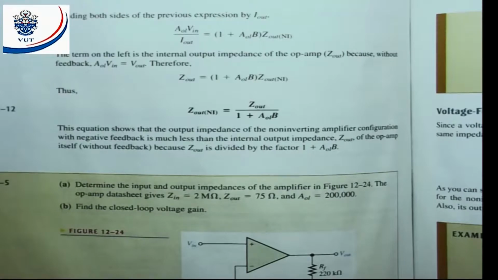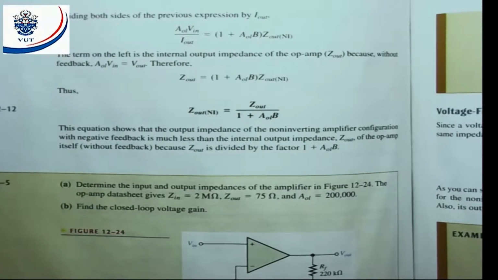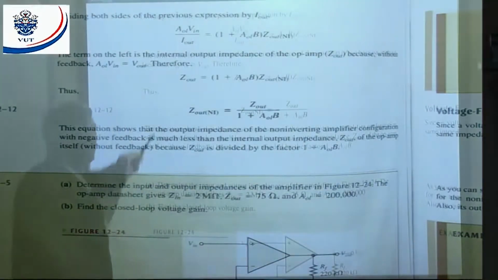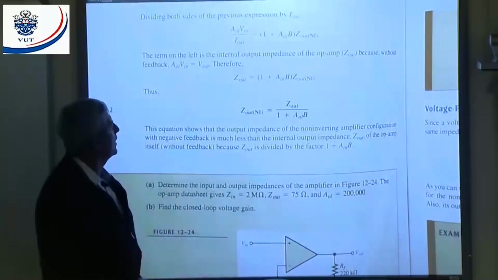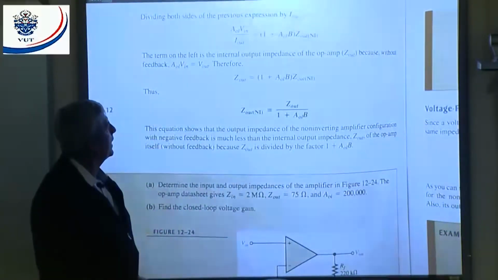We want this as the unknown. That's why we can say Z out of a non-inverting amplifier is equal to Z out, that is of the device, divided by 1 plus the open loop gain times my attenuation. And we know what the open loop gain is.